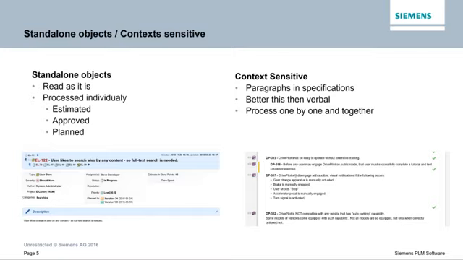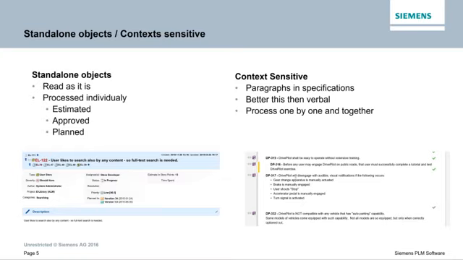What I mean by that, you can really track requirements in two very distinct ways. The first one is considering requirement as really some kind of a standalone object. So you read it as it is, you don't really need to access the additional data, and you also process the standalone object individually. So you can estimate it, you can approve it, you can plan it as an object. On the other hand, you might have these context-sensitive requirements, which are more or less typically the paragraphs in the specification document.